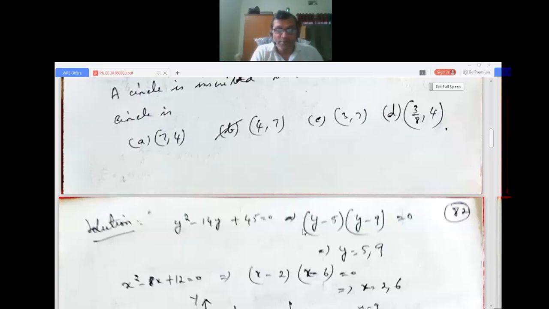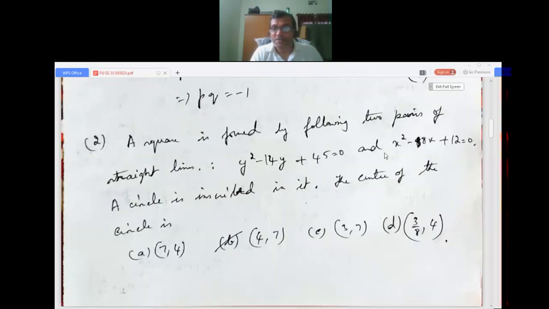So y minus 5 into y minus 9. Otherwise you can use the formula method, or there are many methods, like the completing the square method. So I get here y equals 5, 9. I will not go into it. This is the very basic from high school. I got y is 5, 9, and I take another equation, another pair of straight lines passing through the origin if it is of this type, that is ax squared plus 2hxy plus by squared equals 0. So I get x squared.